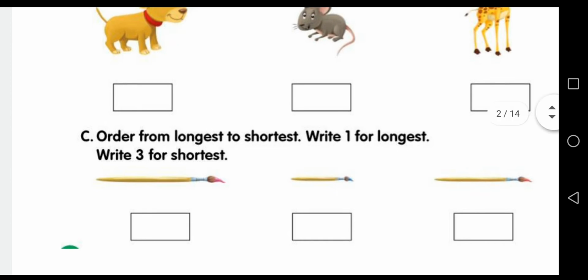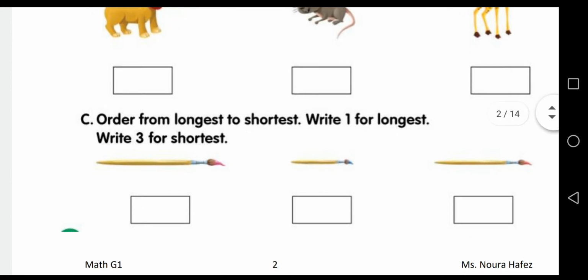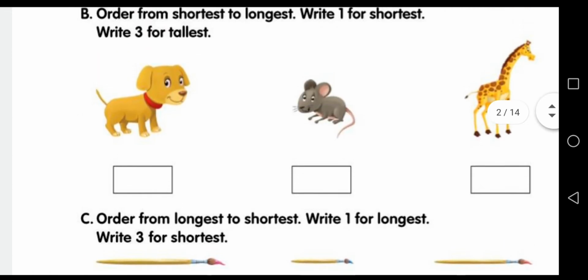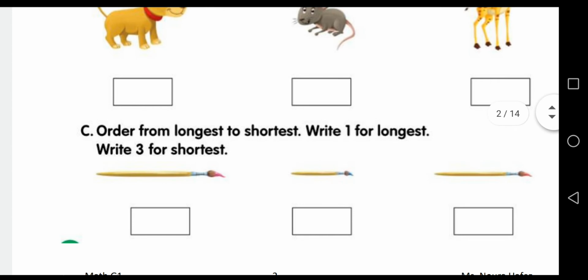So I will ask myself, where is the longest paintbrush? Is it the first one, the second one, or the third one? What do you think? Excellent. Number 1. So the first paintbrush is the longest. So I should write 1.